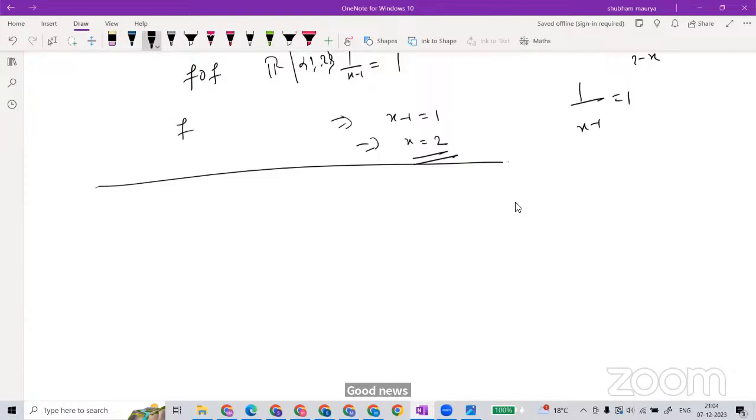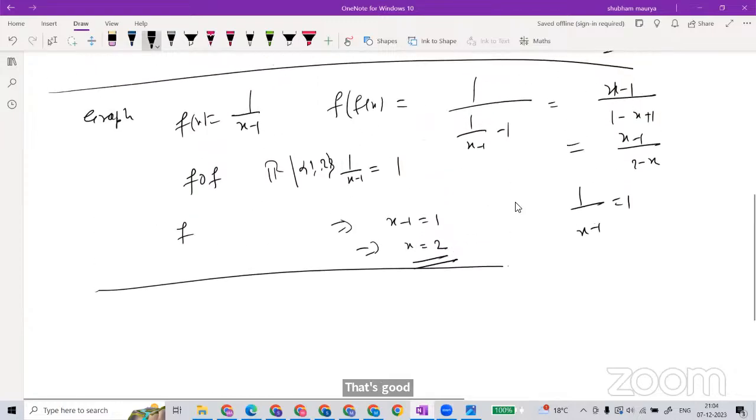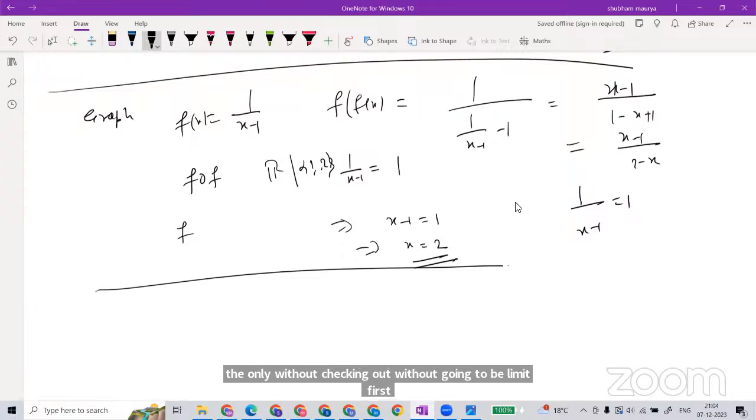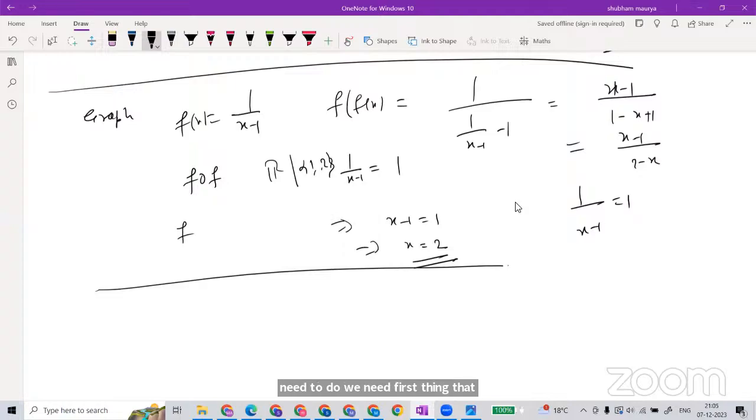For the function to be continuous, sir, there have to be three conditions. The first thing to check, without going to the limit, is that the function should be defined at that particular point, meaning a value should be there. Then the left limit, the right limit, and the function value, all three should be equal.